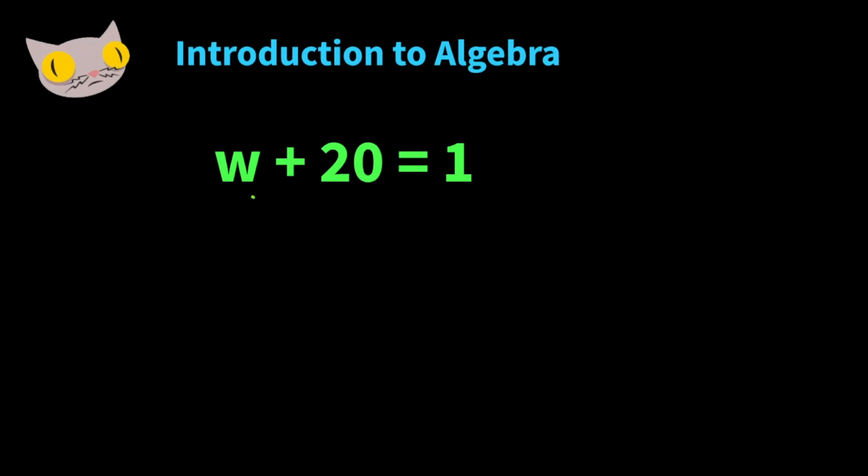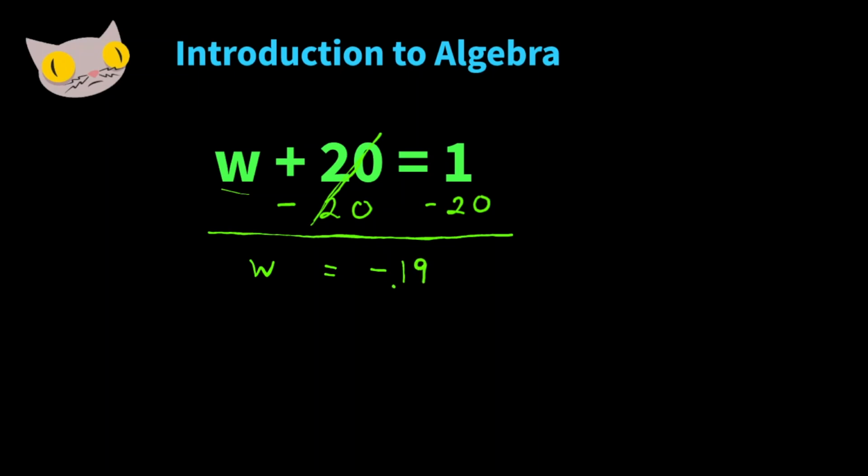What about this one? We have w, that's our variable, plus 20 is equal to 1. We are going to balance this out by subtracting 20 from both sides. These 20s cancel out. But now we have 1 minus 20. Well, 20 is a lot bigger than 1. So our w value must be a negative number. So 1 minus 20, that's going to give us negative 19.